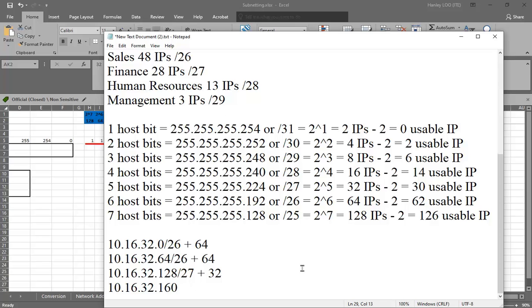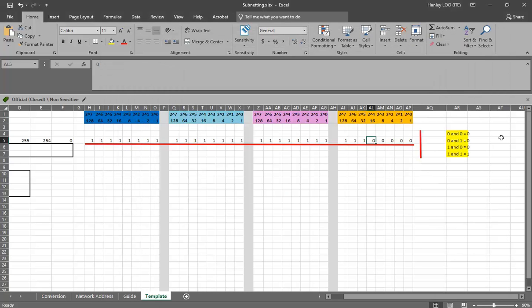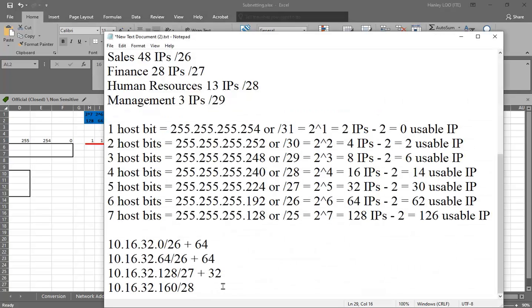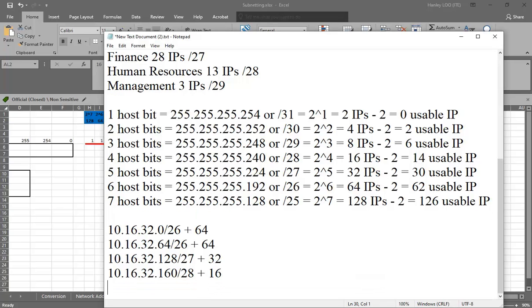And for the human resource group, I'm going to make use of /28. Basically I need to increase the subnet mask bit by another 1, and the place value is 16. So in order to get the network address for the next group, I will need to add 16 to this network address for the fourth group. So it will be 10.16.32.176. And the subnet mask to be used for this last group will be /29.